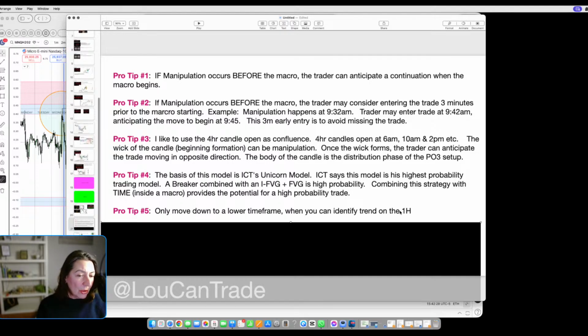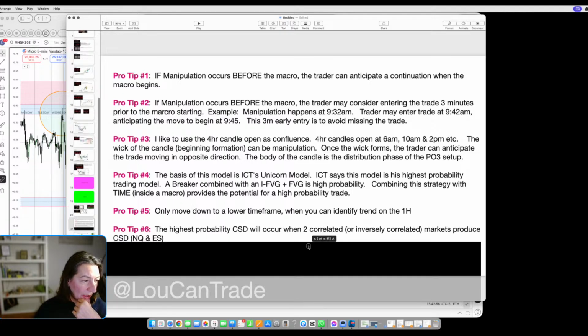So if there's confusion on the 1 hour, it's usually because price is accumulating, something like that. So when the trend is very clear on the hourly time frame, then you can feel free to move down into the lower time frames to look for an entry once price moves into an area, a 1 hour or 15-minute fair value gap or breaker block.